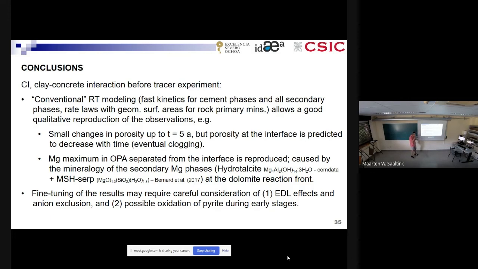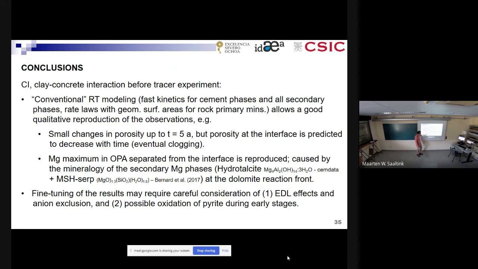Again, fine-tuning, really getting things perfectly right, may require more careful consideration of electric double layer effects on the clay side. So the effect of ion exclusion, diffuse double layers, and the fact that anions and cations move differently have to be taken into account explicitly to fine-tune the results.